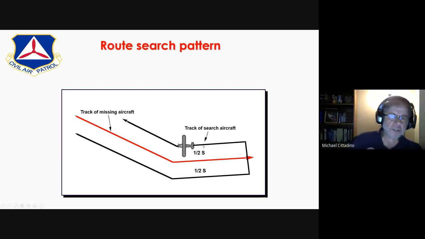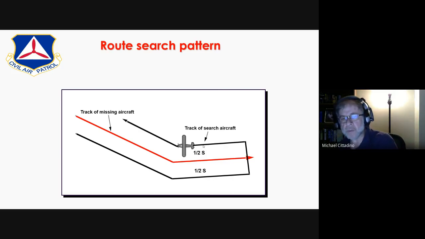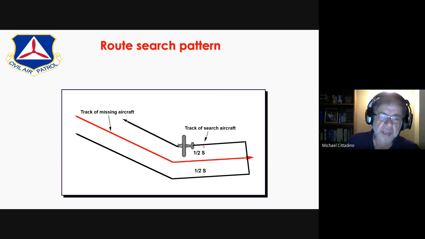So what you see here in the route search is what you're going to see repeated over and over again with the other CAP search patterns.